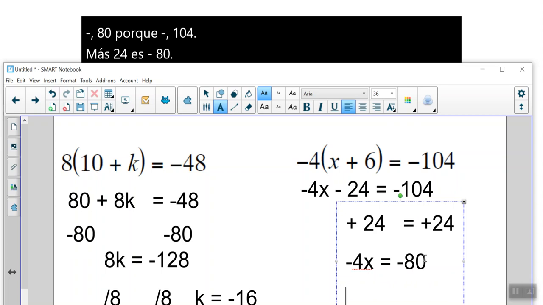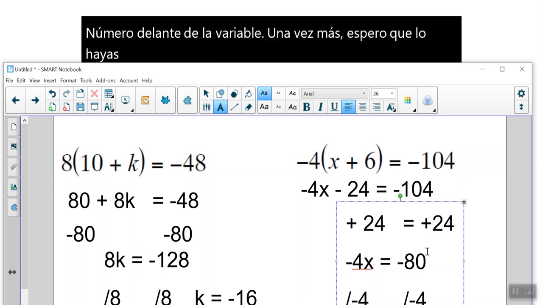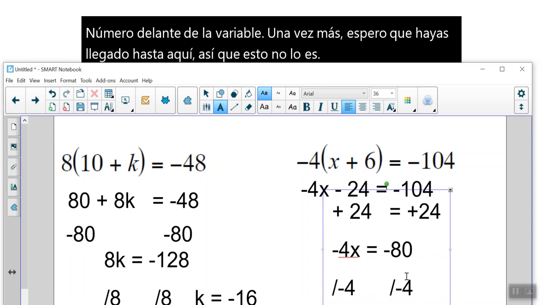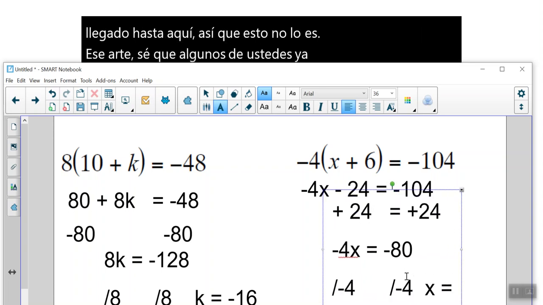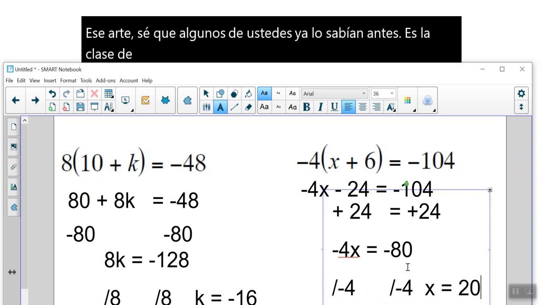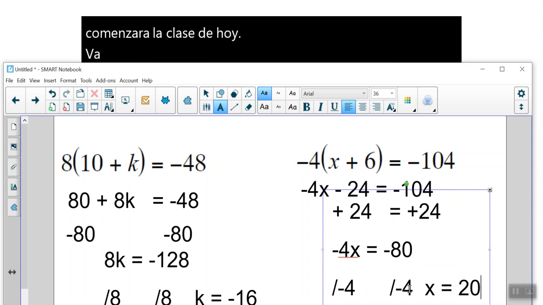And then just like before, we divide by negative 4, the number in front of the variable. Again, hopefully you made it this far, so this isn't that hard. I know some of you already knew it before today's class even started. This is going to be positive 20 because a negative divided by a negative is positive.